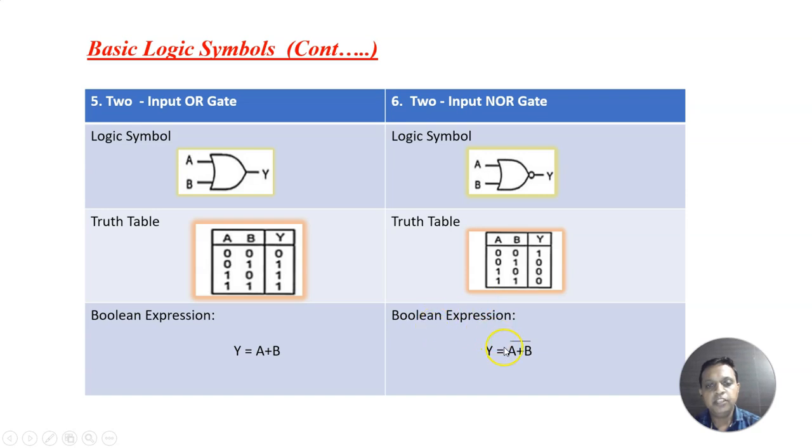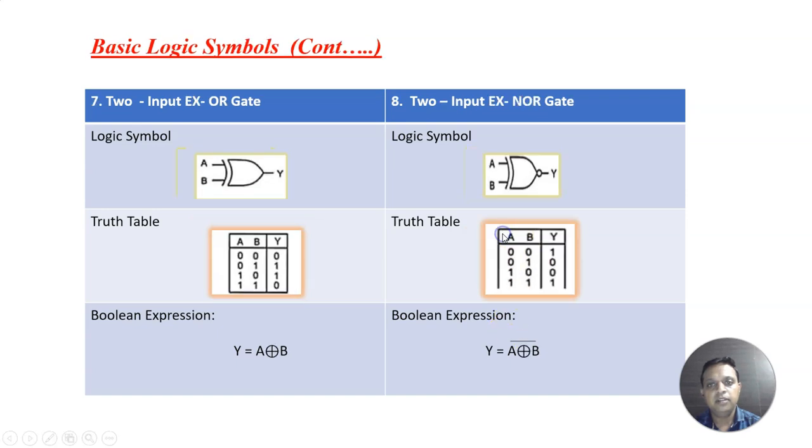And what will be the Boolean expression? Y equal to (A plus B) complement, or Y equal to (A plus B) bar. So this is about your two input OR gate and two input NOR gate.